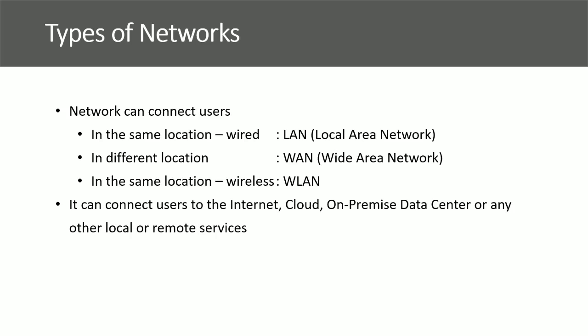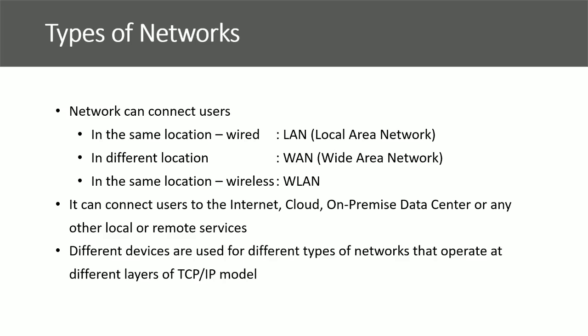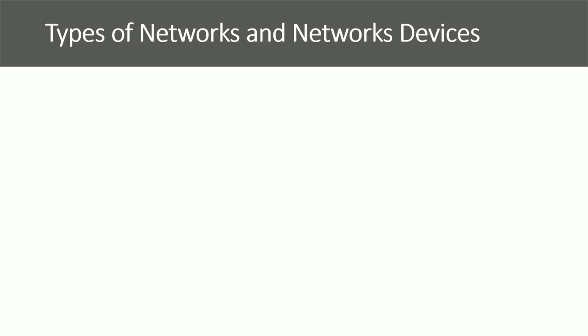Network is used usually to connect users to different services. This service can be internet, cloud, on-premise data center, or any other local or remote services. There are different devices used in the network for different functions, and these devices operate at different layers of the TCP/IP model. The TCP/IP model was discussed in details in the previous video. So let's talk more about types of networks and network devices.